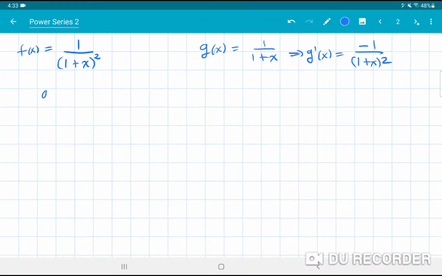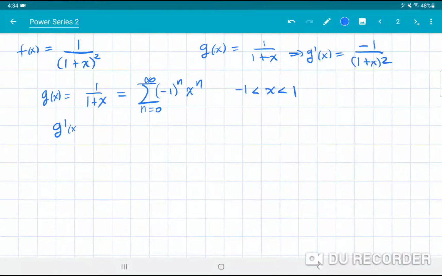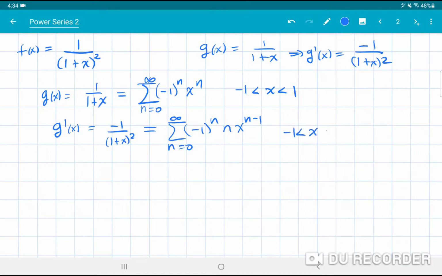So let's start with g of x. That's 1 over 1 plus x, and this is actually the sum of minus 1 to the power of n, x to the power of n, from 0 to infinity, for minus 1 less than x less than 1. So take the derivative, minus 1 over 1 plus x quantity squared. This is the sum of minus 1 to the power of n, n, x to the power of n minus 1, from 0 to infinity. You can start from 1, it does not matter. Minus 1 less than x less than 1.